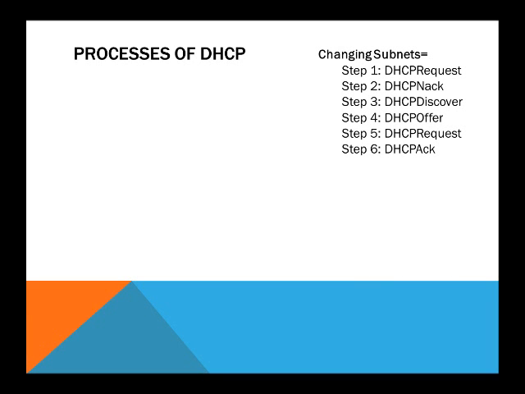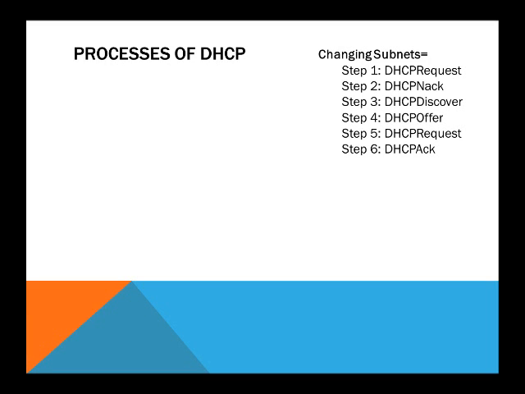Now we're going to talk about changing subnets. If you move a client from one subnet to another that is using DHCP, the client will send a DHCP request to renew the lease that it currently holds. Then the new server will realize that it's asking for an IP address configuration that it can't do. So it sends a NAK, which is declining that IP address.